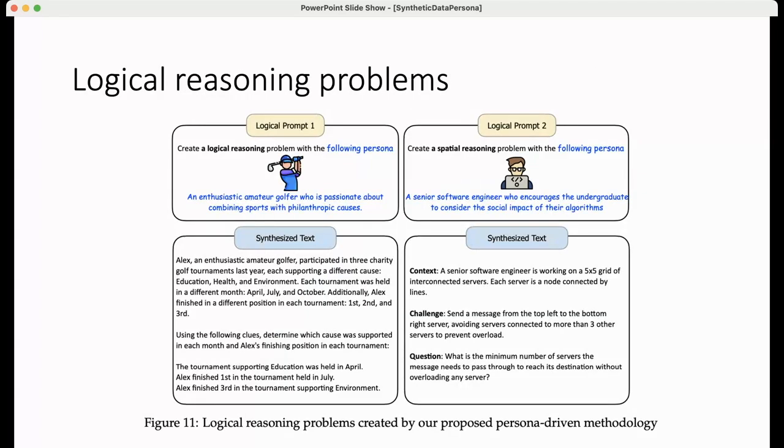So that's the math problem. They also mentioned other potential problems. For example, for logical reasoning, it's the same. You can just create a logical reasoning problem with the following persona, or create a spatial reasoning problem with the following persona, and it can give different text. For example, if you want to train another LLM to just focus on reasoning, this is how you distill it.